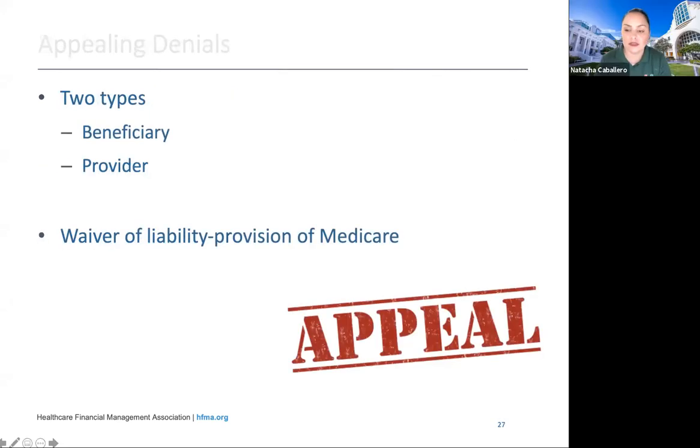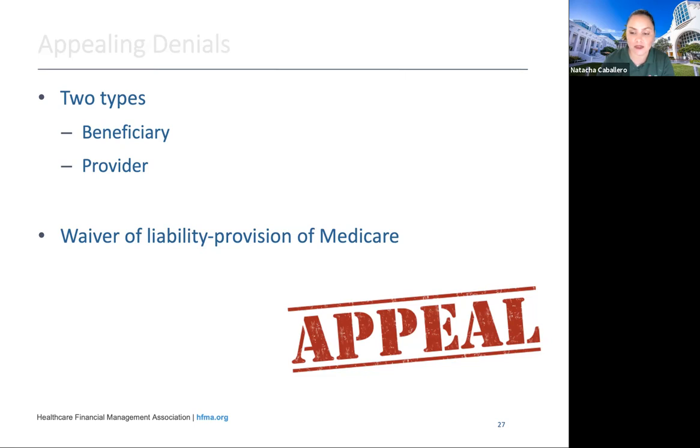Any individual dissatisfied with the government or health plan claim determination is entitled to reconsideration of the decision, with Medicare having clear guidelines and structure around those. Medicare also has specific rules on provider appeals as well.